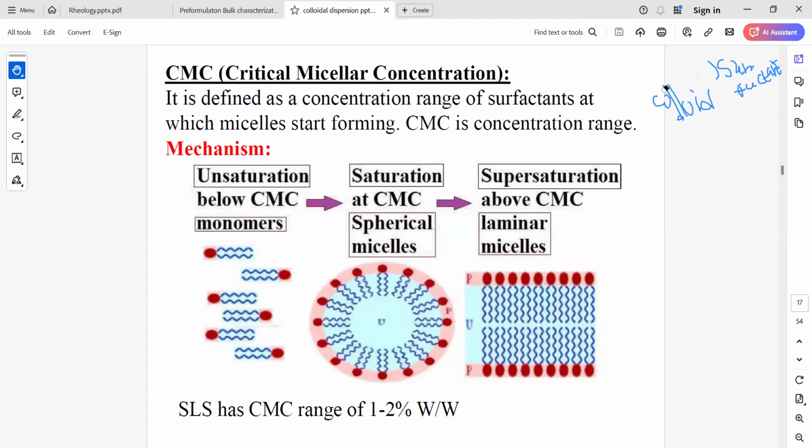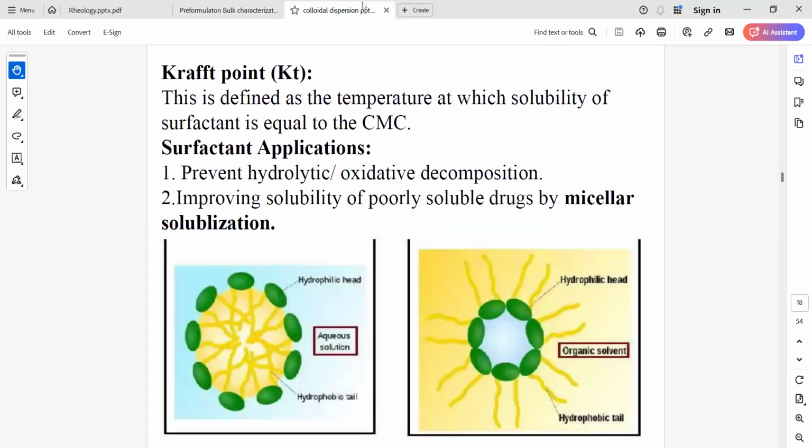So Kraft point is a temperature which is required to attain the CMC. Okay, or the temperature at which the CMC is achieved, the temperature at which we are able to achieve the CMC. That is known as Kraft point. So see, here you can see, solubility equals CMC: the temperature at which the solubility of a surfactant is equal to CMC. That is what I am telling. So that is known as Kraft point, and this MCQ was in GPAT 2022. Okay. This question was in GPAT 2022.